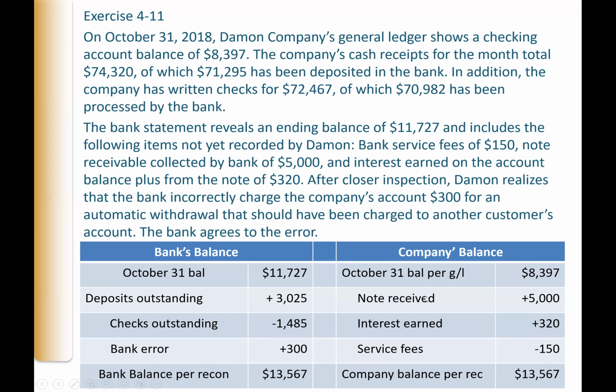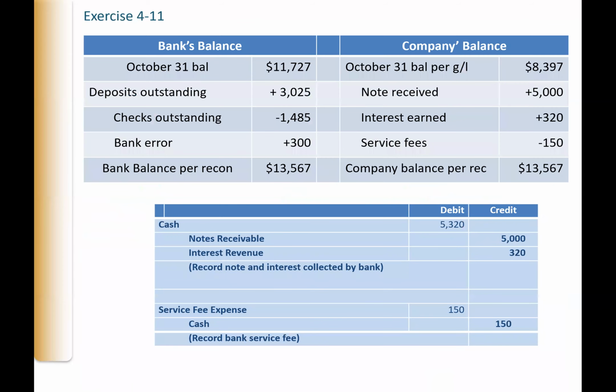So for the company side, the note that the bank received, we have not recorded yet, is $5,000. We'll add the interest of $320, and the service fees of $150 we subtract. Do you see how we balance? So then we'll only take the items we adjusted on the company side and create journal entries.